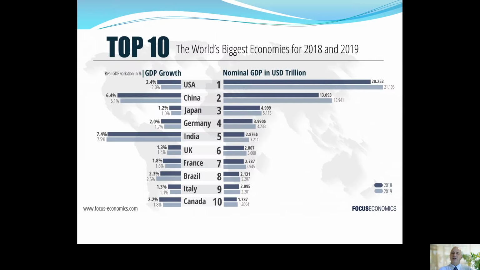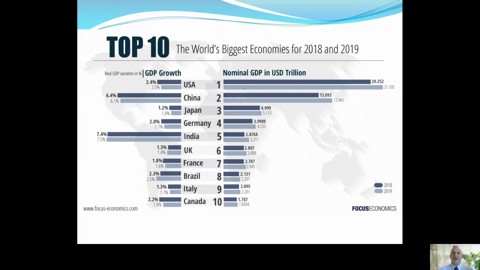So for last year, the largest GDPs in the world, you'll notice, was the United States, followed by China, followed by Japan, Germany, India, UK, and then on down the list. The United States has been at the top of the GDP ladder for about 75 years. China has only within the last 20 years emerged to become the second GDP in the world.